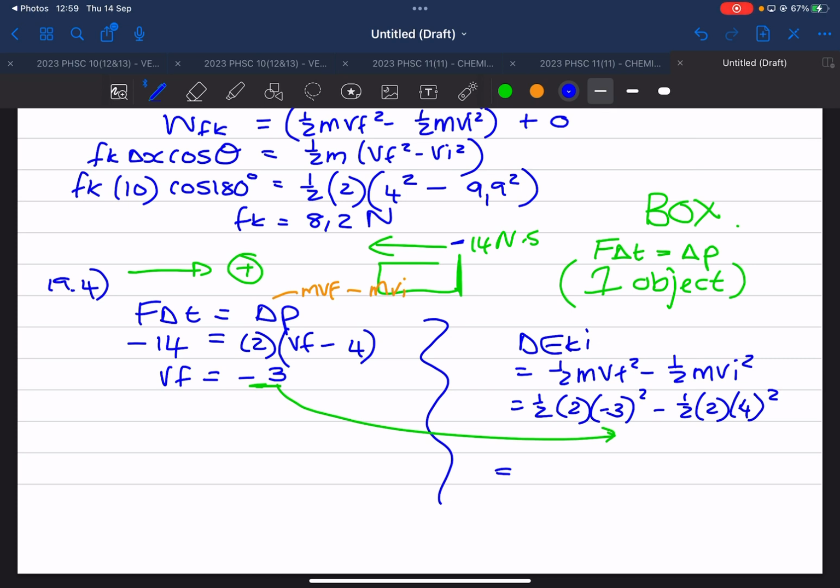Nee, ek is verkeerd. Negative 7? Negative 7 joules. Okay, so you can say loss of 7 joules.